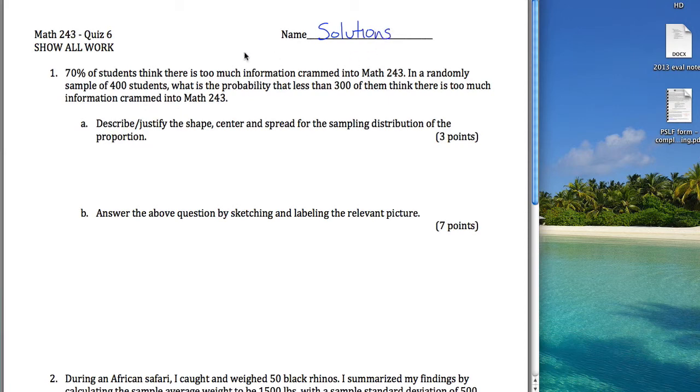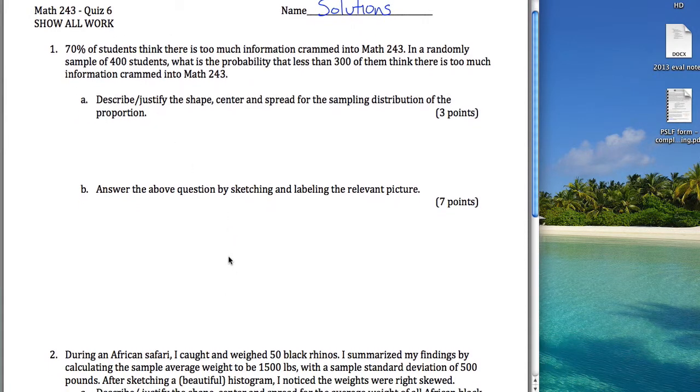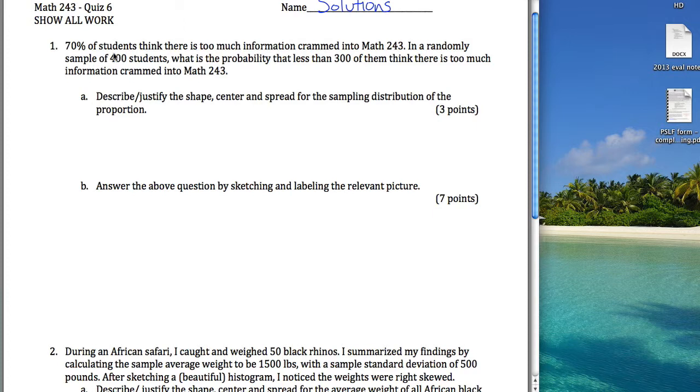Alright, here are solutions for quiz 6 for Math 243. First problem here, let's see, we're dealing with proportions. 70% of students think there is too much information crammed into Math 243. Pretty fair thought. This is P, our population proportion. It's 0.70. In a random sample of 400 students, number of students I have, that's N.